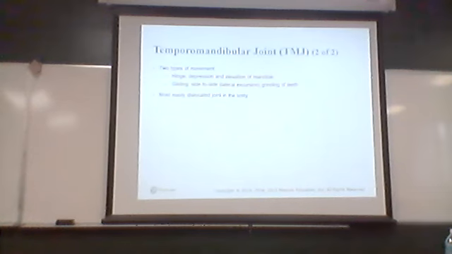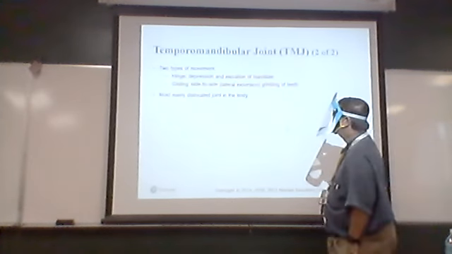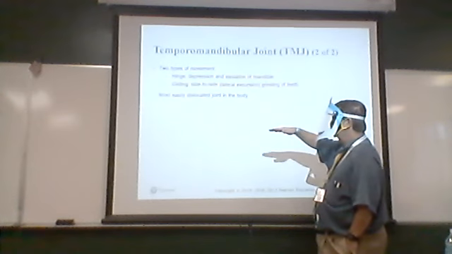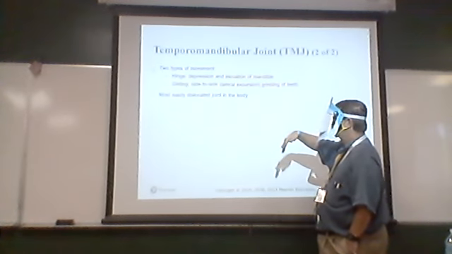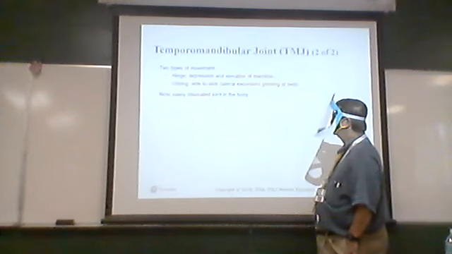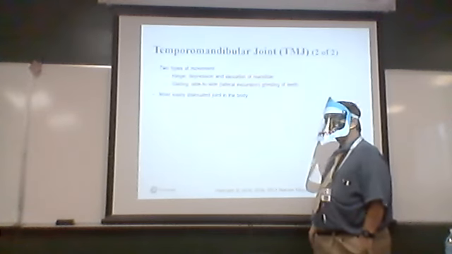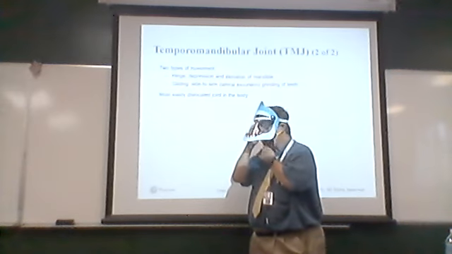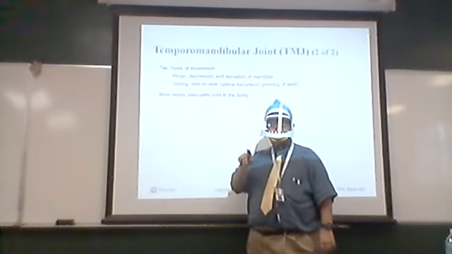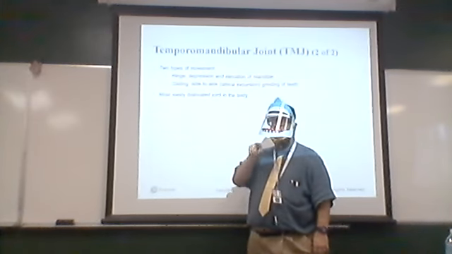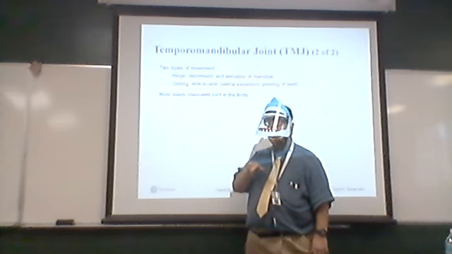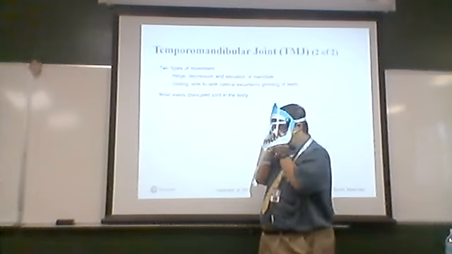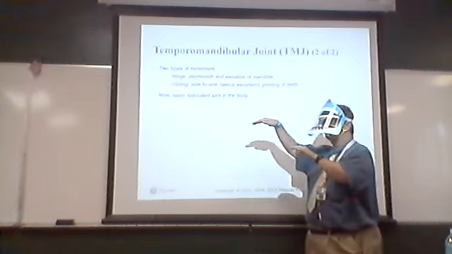All right, so we have two types of movements that the jaw can do. The hinge movement would be jaw goes down, jaw comes up, jaw goes down, jaw comes up. Okay? Gliding would be side to side. If you ever think of when you see a cow chewing its food and its mouth kind of goes around like that, that's the gliding motion.